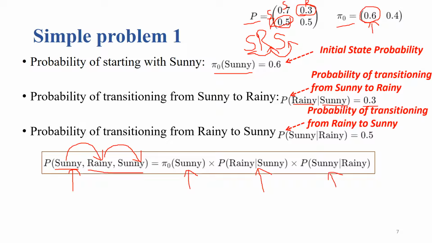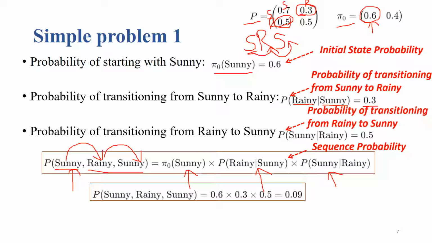We need to find the product of these three probabilities, 0.6, 0.3 and 0.5. When we find the product of these three, the value is 0.09. So the probability for this sequence, sunny, rainy, sunny, is 0.09.